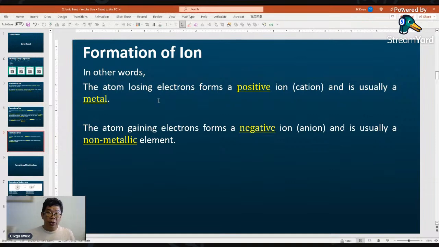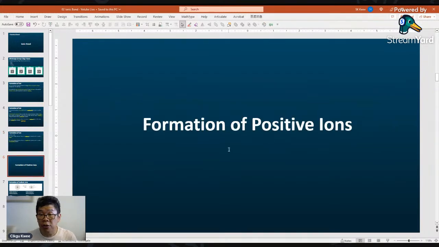In other words, an atom losing electrons forms a positive ion called a cation and is usually a metal, and an atom gaining electrons forms a negative ion called an anion and is usually a non-metallic element. Usually a metal tends to give away electrons and form a positive ion, and a non-metal tends to receive electrons and become a negative ion. So let's see a few examples of the formation of positive and negative ions. First, the formation of positive ions.